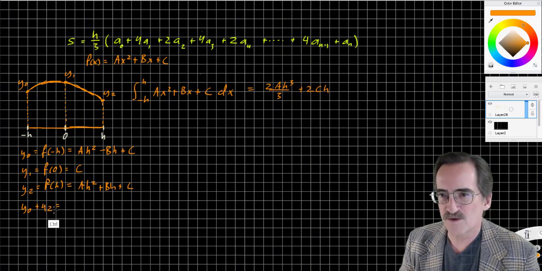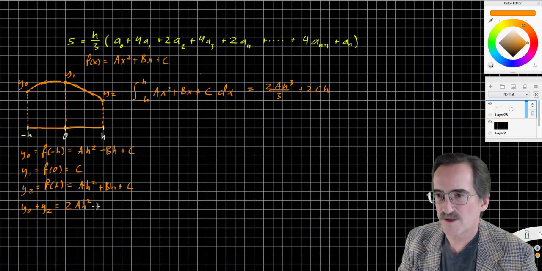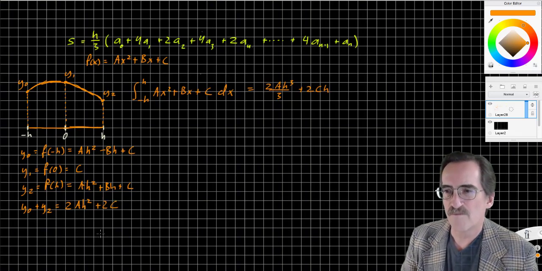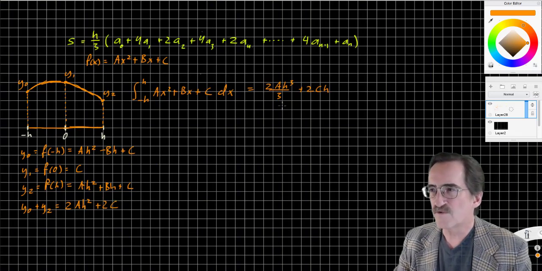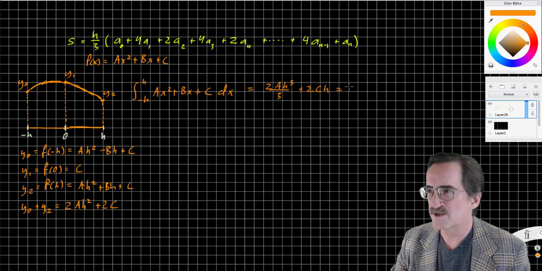So y0 plus y2 is 2a h squared. The b h's drop out, so b drops out, plus the 2c. Okay. Now I'm going to look for that in my integral over here. But in order to see that, I'm going to do something here.